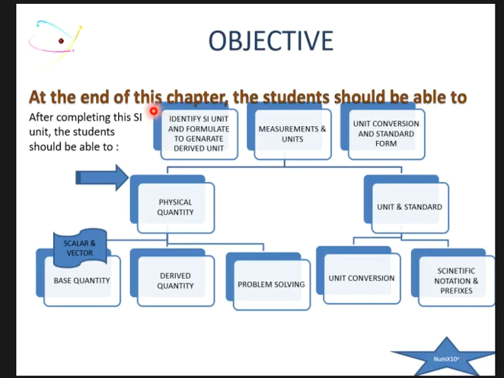So the objective for this chapter, at the end of the chapter, students should be able to identify SI units and formulas to generate derived units, classify measurements and units, do unit conversions into SI units, use scientific notation, identify a physical quantity as base or derived quantity, scalar or vector quantity, and solve problems.